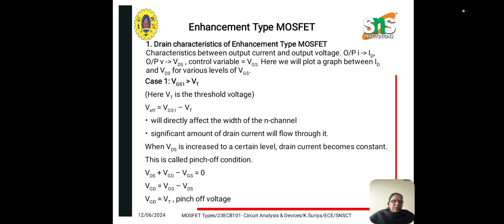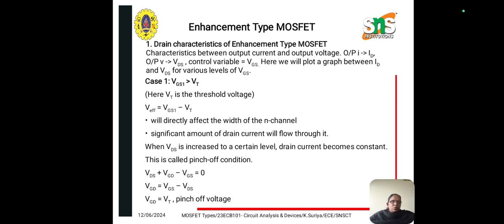In case 1, when VGS is greater than the threshold voltage VT, the effective voltage will be VGS1 minus VT. It will directly affect the width of the N channel, and a significant amount of drain current will flow through it. When VDS is increased to a certain level, drain current becomes constant, and this is called the pinch off condition. Under this condition, VDS plus VGD minus VGS is equal to 0, which implies VGD is equal to VGS minus VDS, which is the pinch off voltage VT.